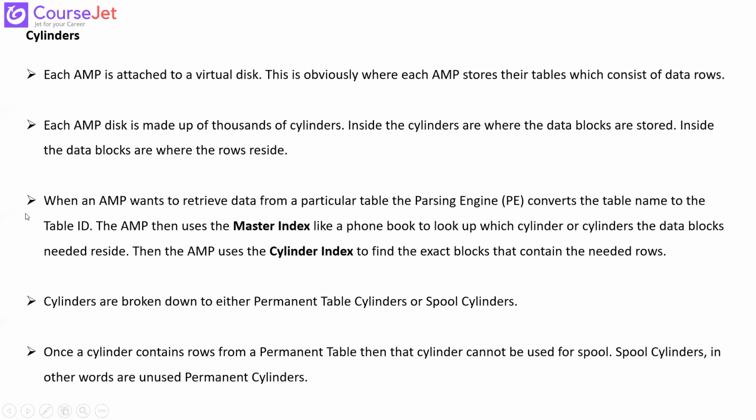So when an app wants to retrieve data, first the table name will be hashed into a table ID, and the app then uses this master index. This master index will have all the table IDs and which cylinder index that has. Then the app will go to the cylinder index and see which block exactly the row is stored in. We'll see about this master index and cylinder index in detail.